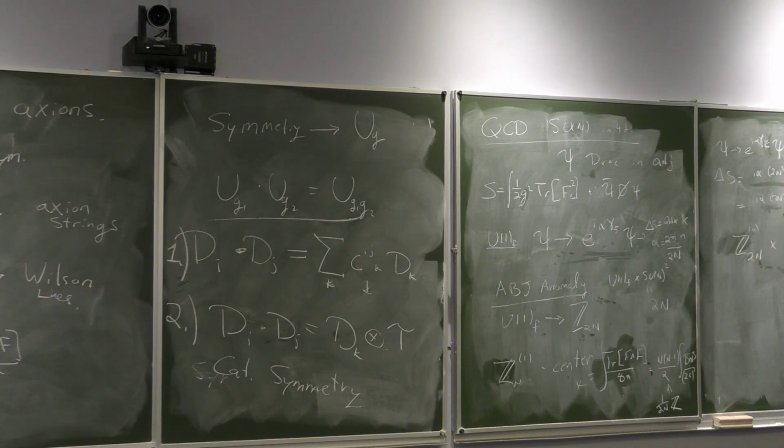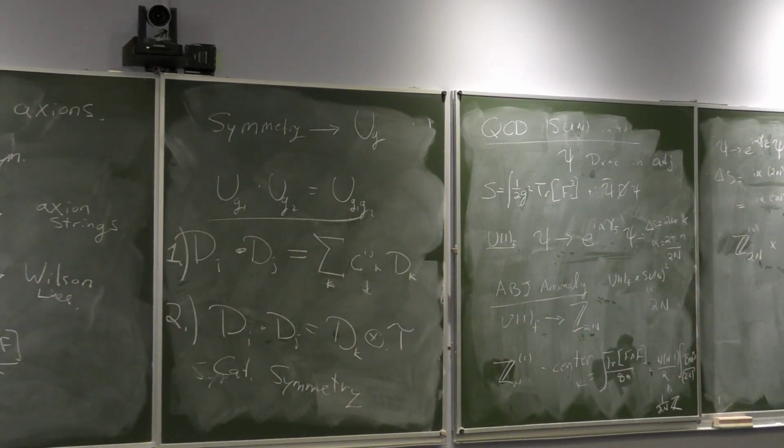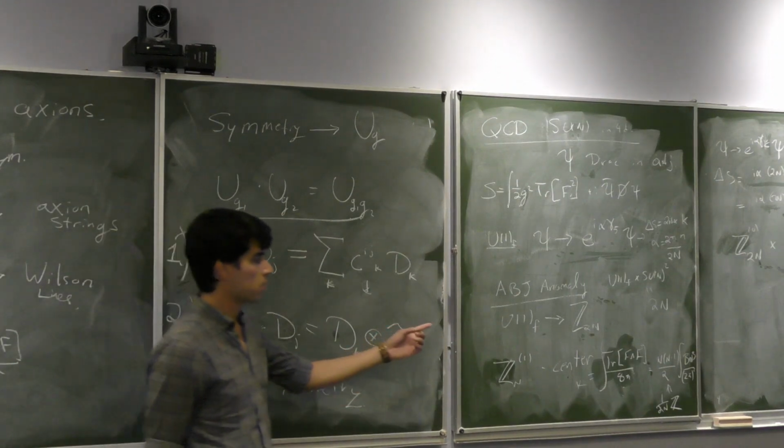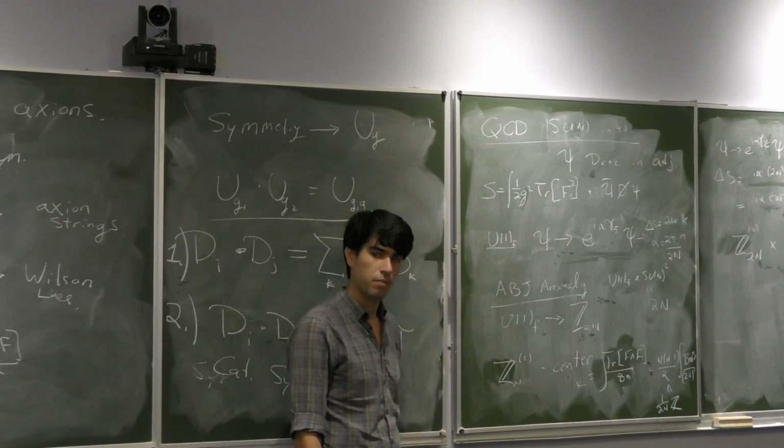That's definitely jumping ahead. But maybe, what was the importance of the adjoint Dirac fermion? What was important is that I needed a one-form symmetry. If you have something in the fundamental, then there's no one-form symmetry.